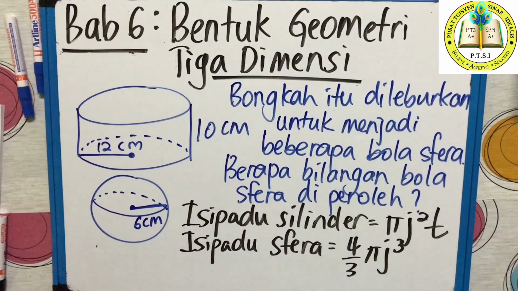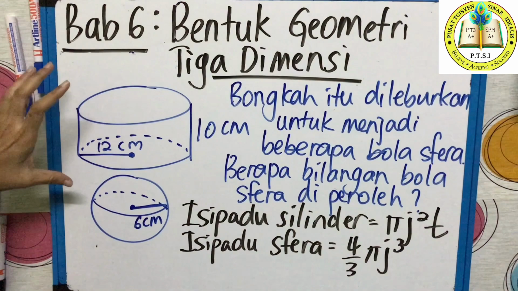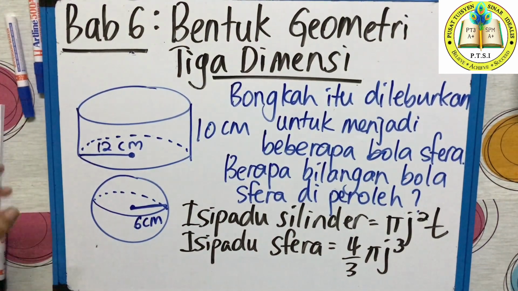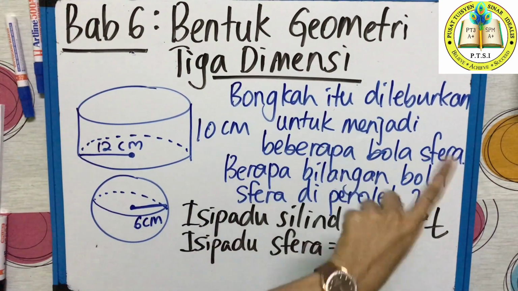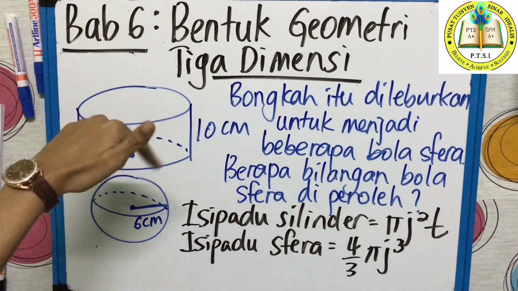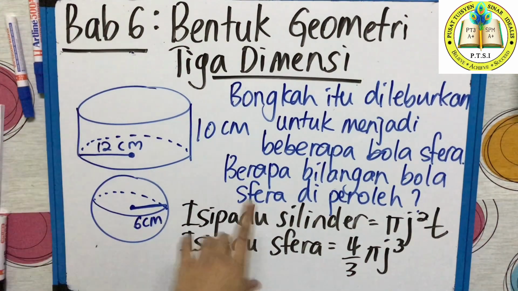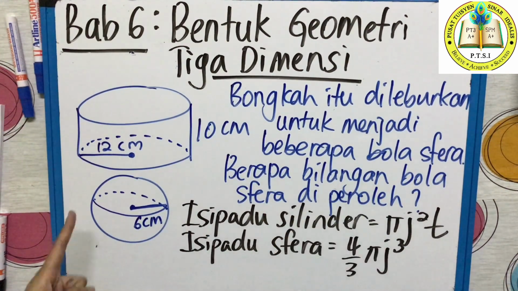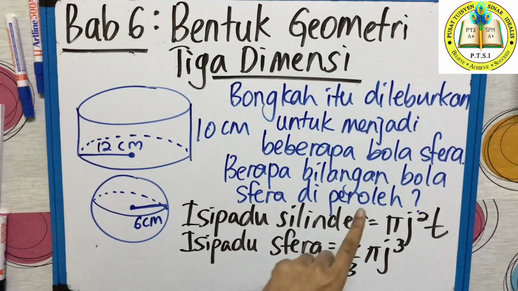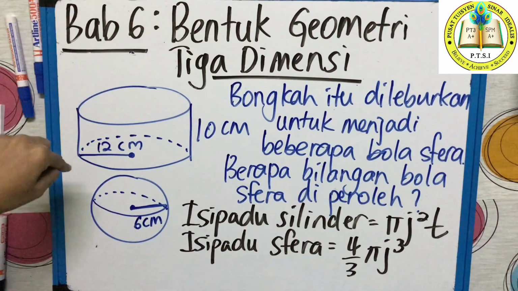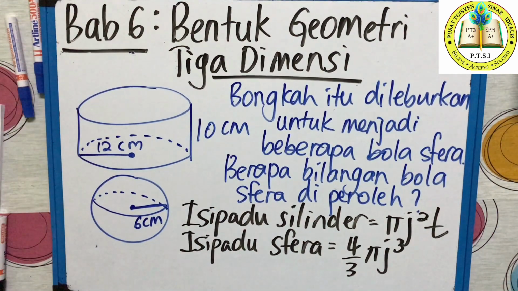Finish. Class, this will be your last question. They gave you a cylinder block here and they gave you a sphere ball here, okay? Satu bongkah logam dan bola sfera. Now the question is, bongkah itu dileburkan. Now they are going to melt this block, this cylinder block because of metal. So they're going to melt it untuk menjadi beberapa bola sfera. They want to make balls like this. So berapa bilangan bola sfera diperoleh? So when they melt this metal block, this cylinder block, how many balls can you make?